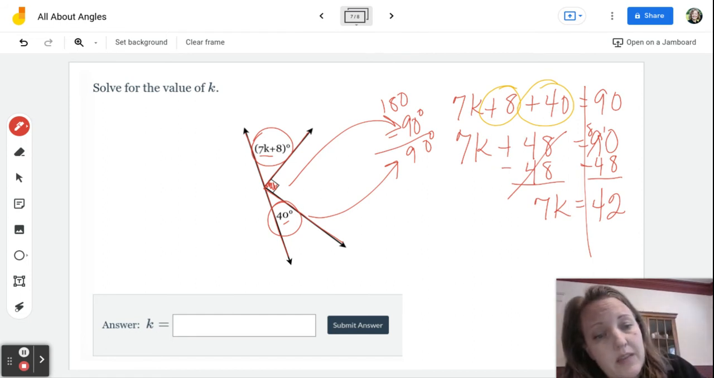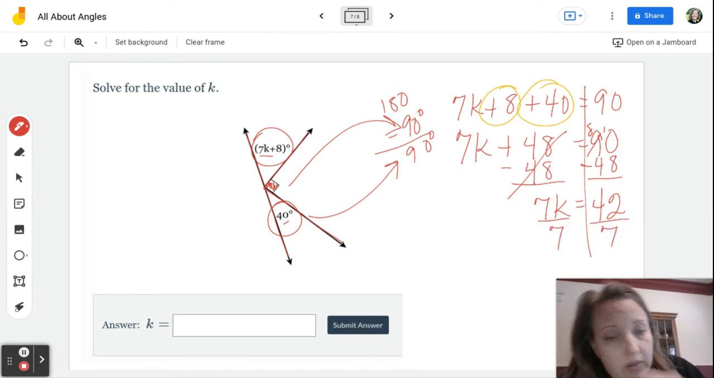Last step. 7 times k is 42. 7 times what is 42? Well, let's go ahead and show it. I think you probably already know this. We're going to divide both sides by 7, and 7 over 7 is 1.